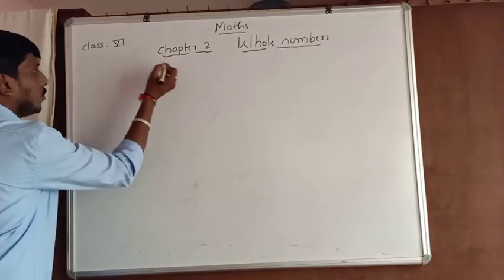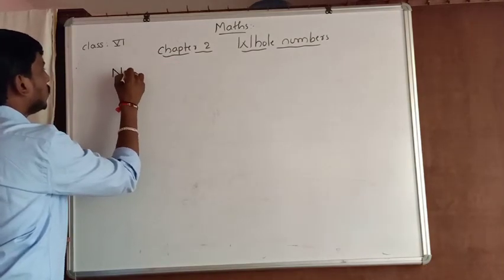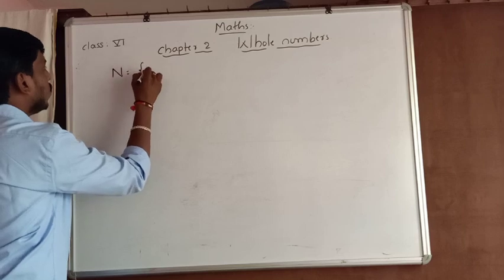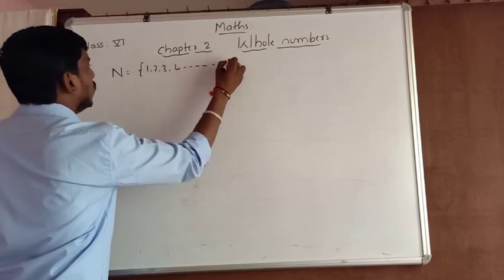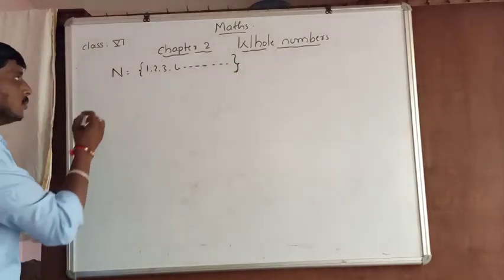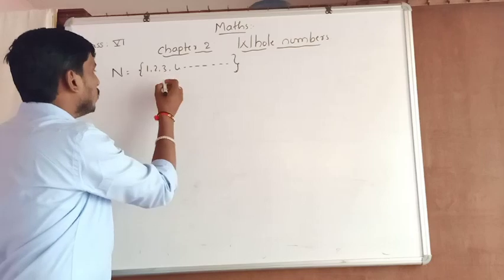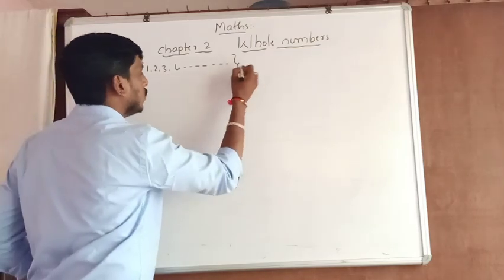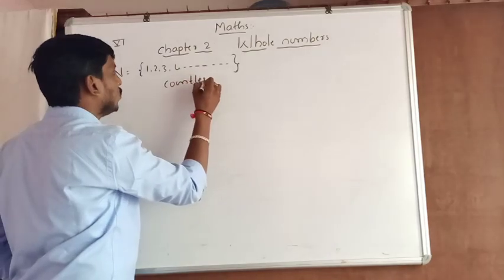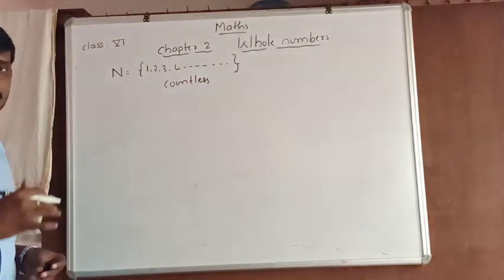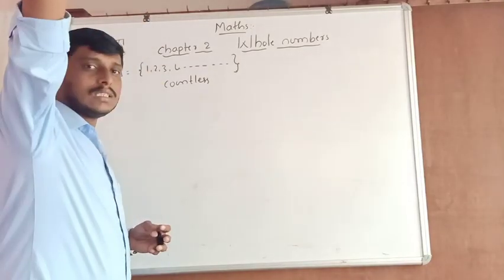So here before going to whole number, once again, N is indicated by natural numbers. The numbers which start from 1 are called what? Natural numbers. So natural numbers are countless. Natural numbers are countless means we cannot count. Countless, infinity. One more similar word, infinity, and we can't reach the destination.